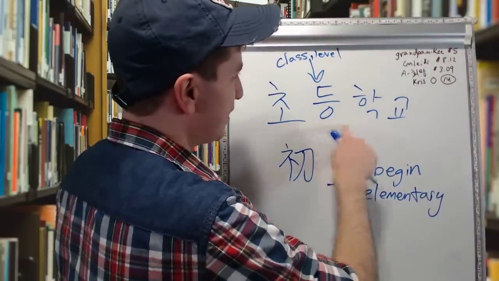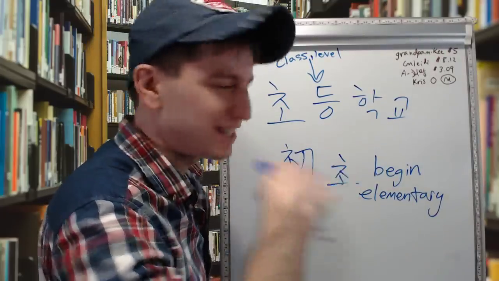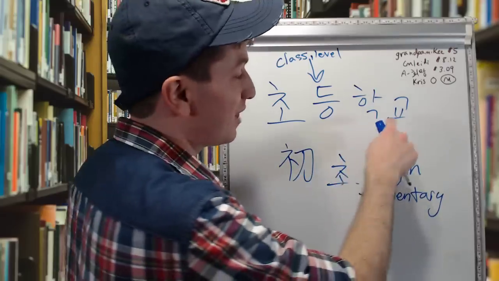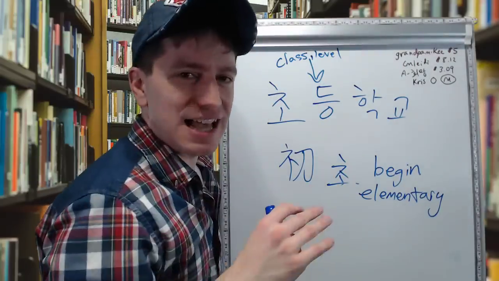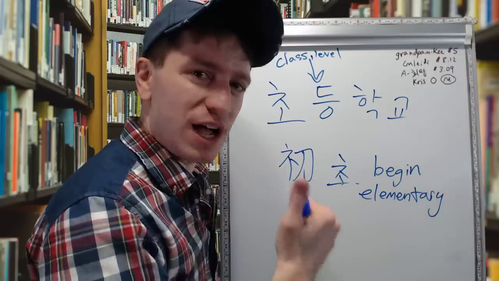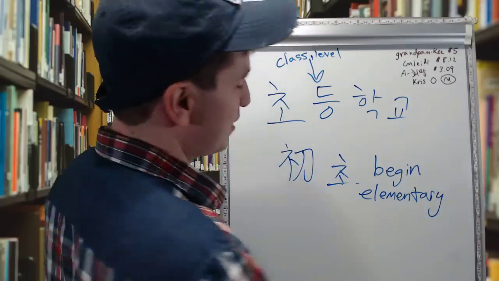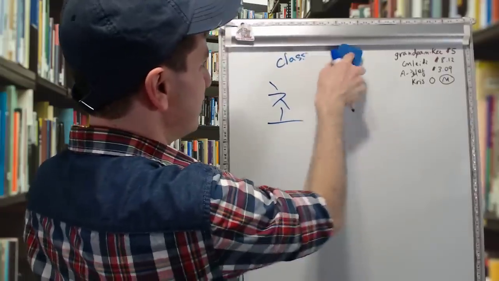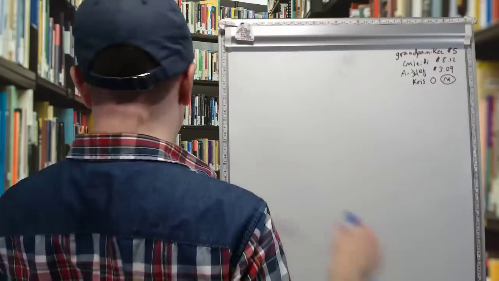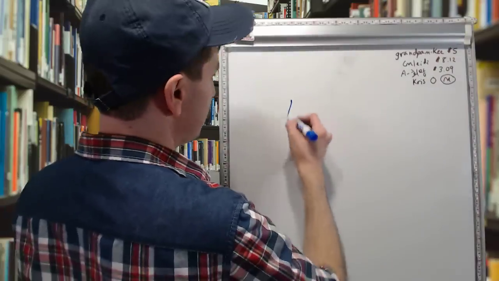This 등 is just a level. So 초등 literally means elementary class, elementary class school. And 고등 is high class level school. 중학교 is middle school. 대학교 is a big school. So if you remember these through their characters, it can help you to not forget what they mean. Okay, let's do a more advanced example.